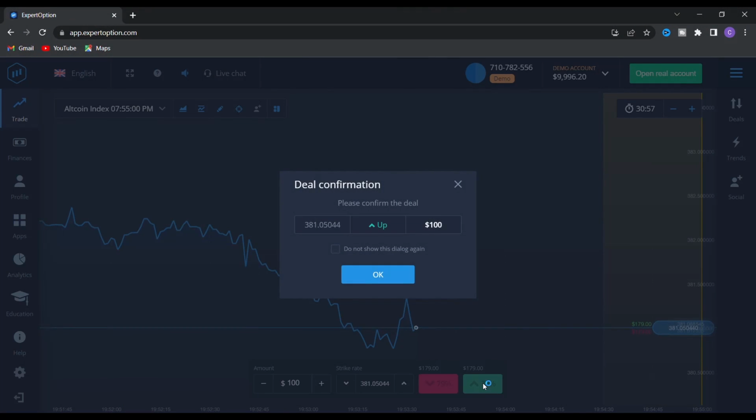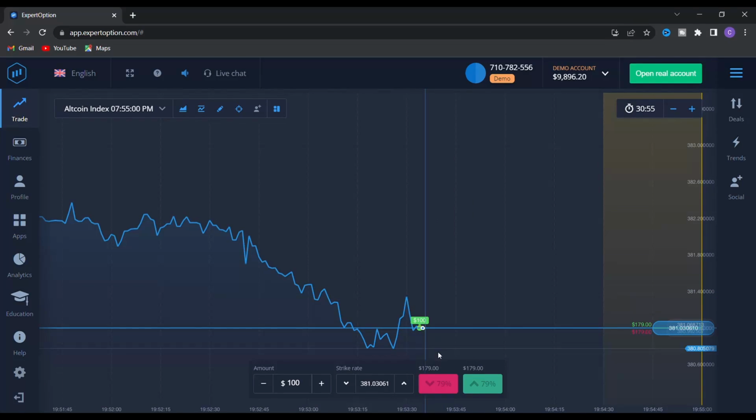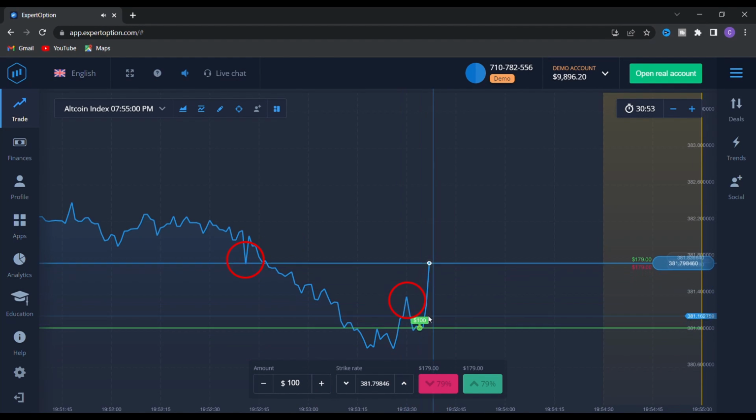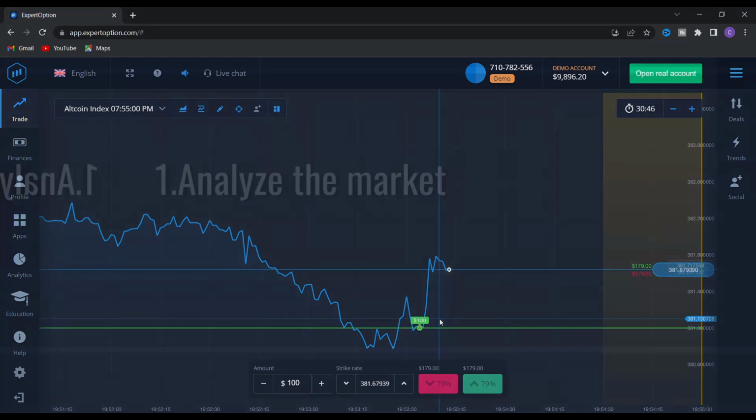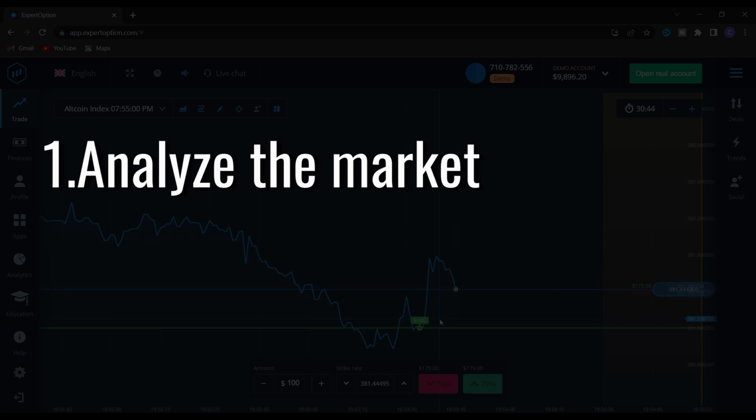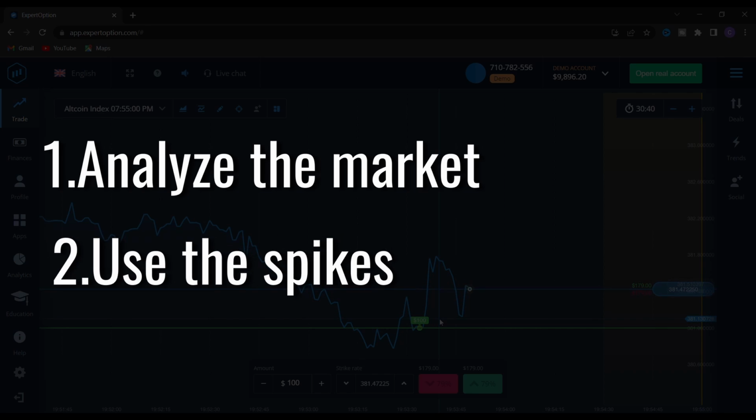In the Expert Option market, we can see spikes like these and these. In the market, we can use these spikes to our advantage by analyzing the market a bit. After seeing whether the market is going on an uptrend or a downtrend, we can use these spikes to place our trades. Before I explain the full strategy, I'm going to show you guys one example trade.